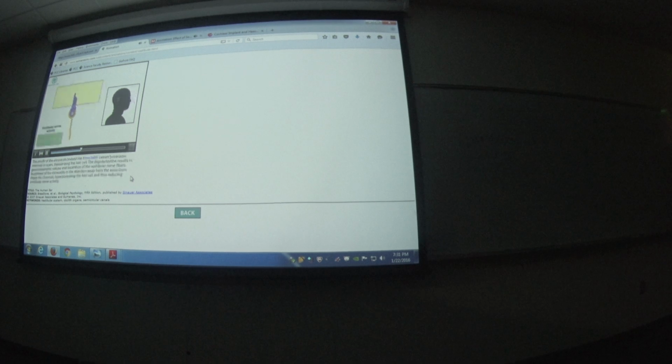Movement of the stereocilia toward the kinocilium causes potassium channels to open, depolarizing the hair cell. The depolarization results in neurotransmitter release and excitation of the vestibular nerve fibers. Movement of the stereocilia in the direction away from the kinocilium closes the channels, hyperpolarizing the hair cell and thus reducing vestibular nerve activity. So if you think about it, sometimes the nerve is going faster or slower. The brain interprets that change in speed as up or down. All right, so the change in the neuron tells the brain if you shifted up and down around.